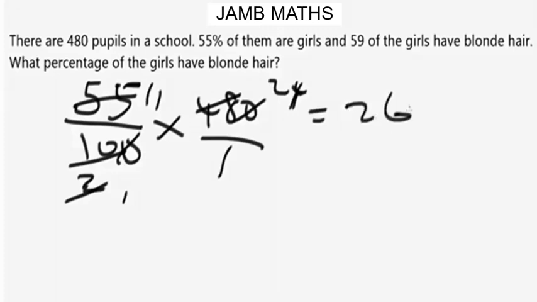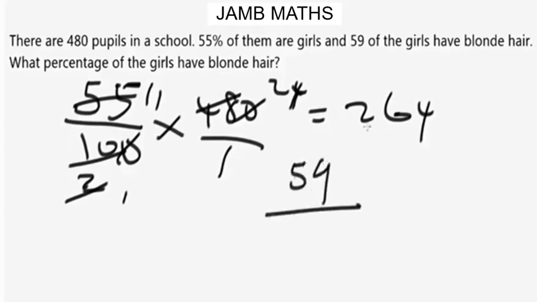264. Alright, so out of 480 pupils in that school, we have 264 girls. That means the rest will be boys. The rest of the number out of this 480 will be boys. Since girls is now 264, let's go ahead and find the percentage of the girls that have blonde hair. To begin with, since we have the population to be 264, and the question says 59 of these girls have blonde hair, that means to get the percentage of the girls that have blonde hair, it's going to be very simple.